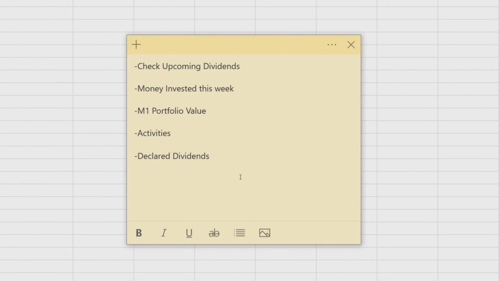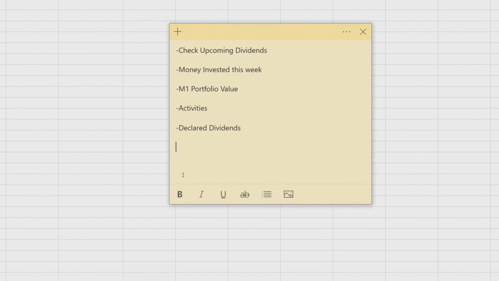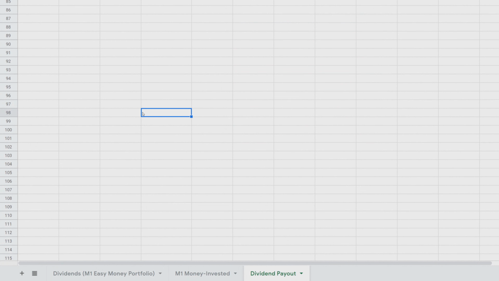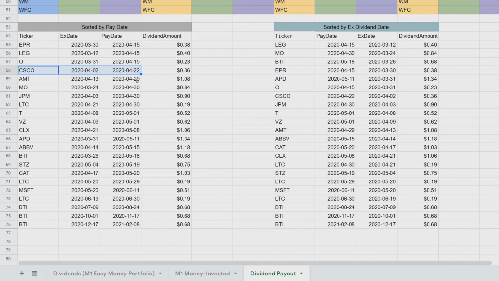So I'm going to pull up the table that has all the upcoming dividends. Okay, guys, there are two tables here. The one on the left is sorted by pay date, so the one closest to the pay date. This past week, we got these three companies that paid us. The next one for us is going to be Cisco on the 22nd. Following that will be the 29th. And so this is how this one's sorted.